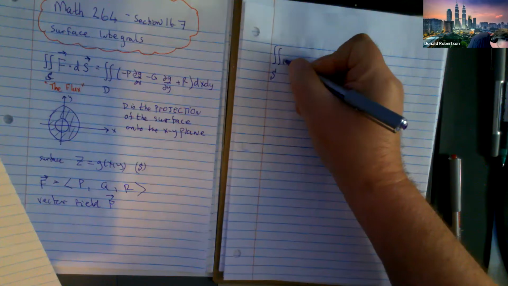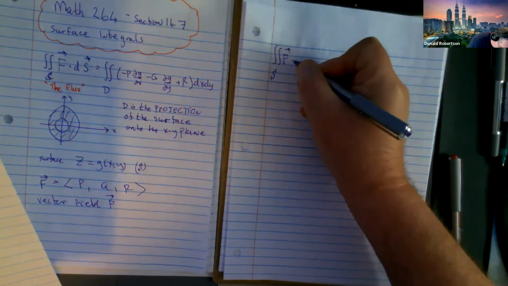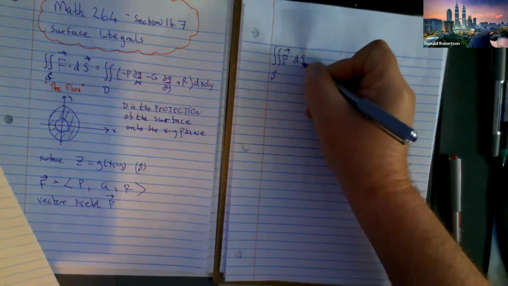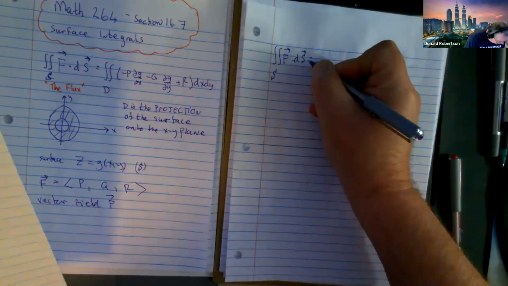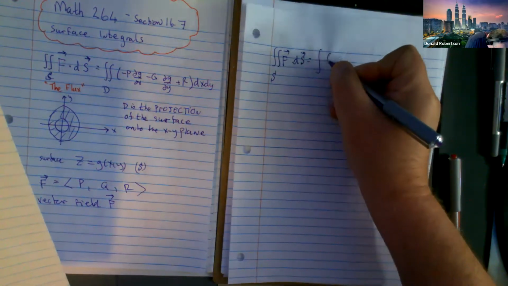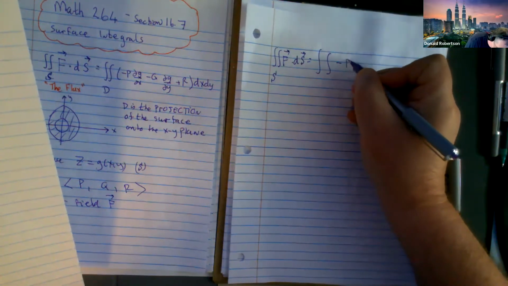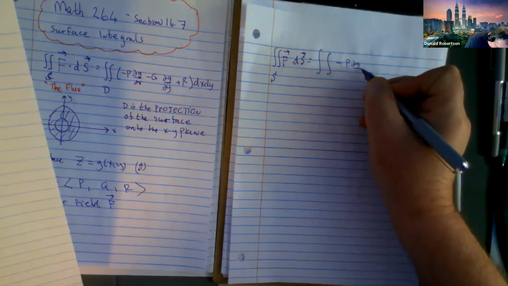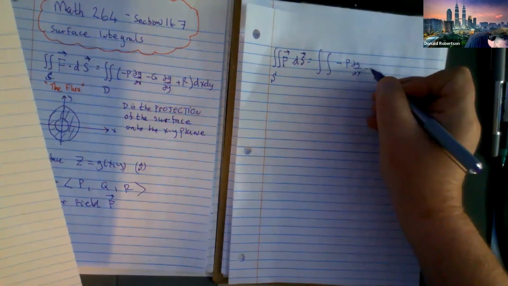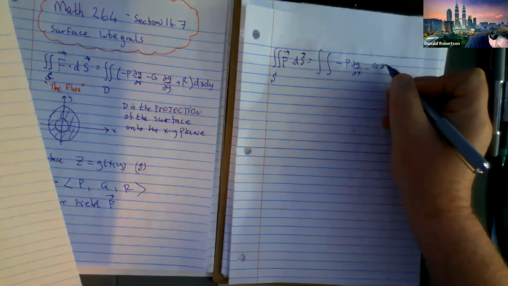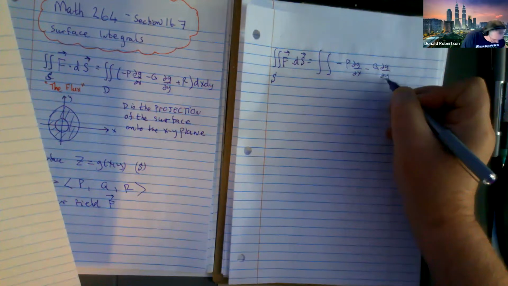The surface integral, which is this fella, is equal to a double integral of negative p dg by dx minus q dg by dy plus r dx dy.